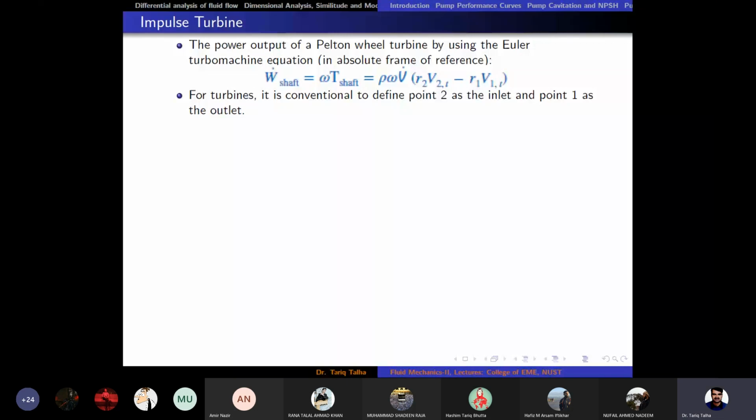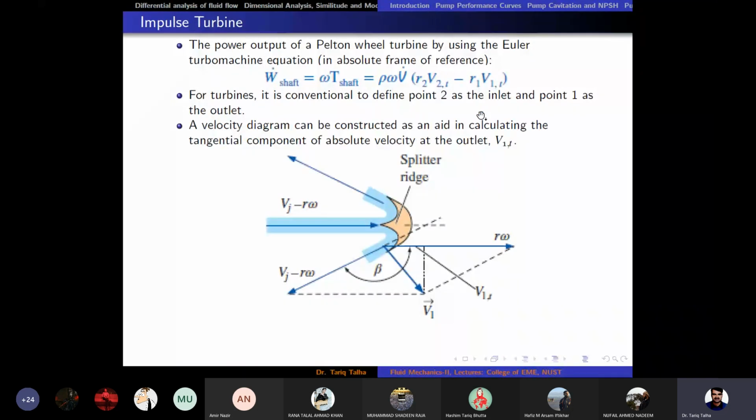So for a turbine, it is conventional to define point 2 as the inlet and point 1 as the outlet. Because it was a little bit confusing, I just thought it is good to write it here.